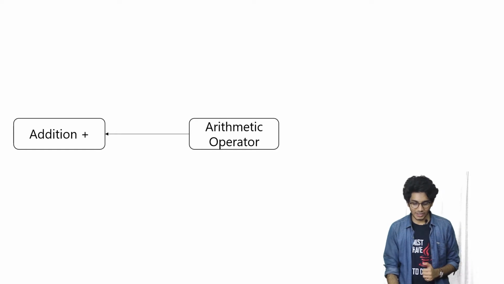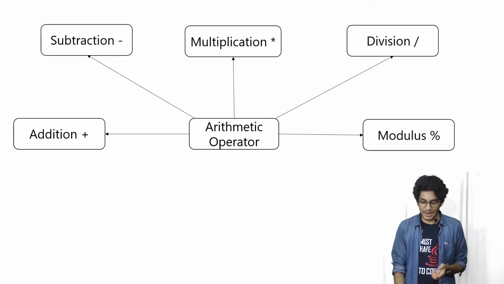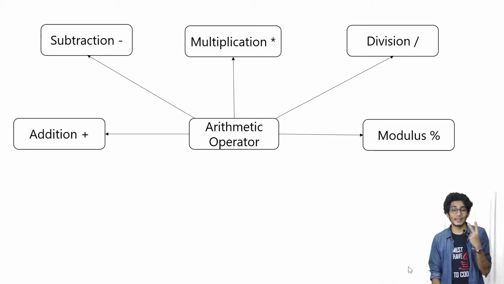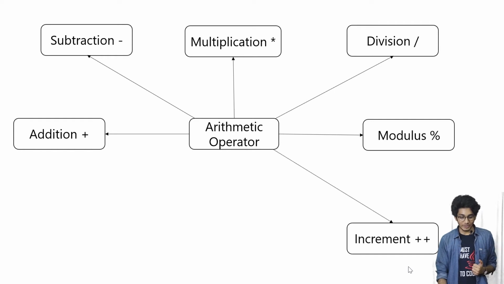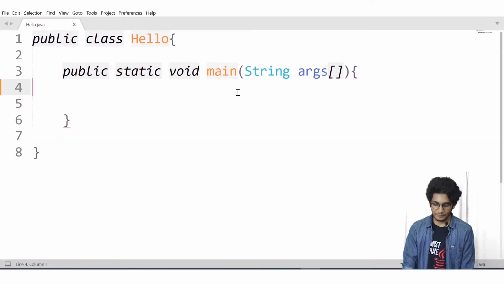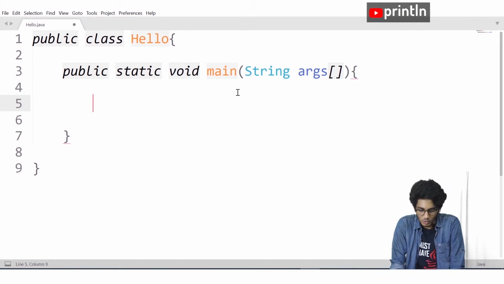The first is addition, second is subtraction, multiplication, division and modulus. And in Java we have two extra, that is increment and the other one is decrement. What is increment and what is decrement? I have opened my Java file, so within this we'll write the code.